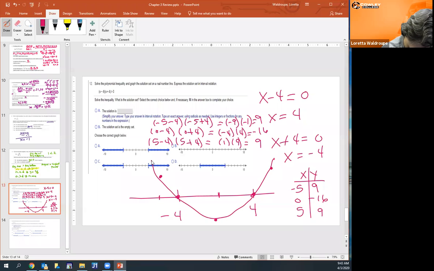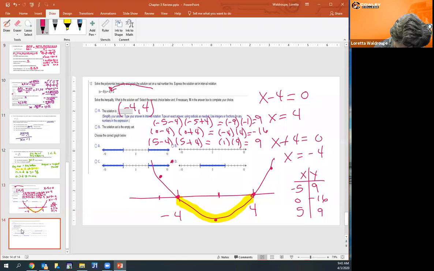Now you want to look at it. I want less than. So if I want less than, I want where the graph is below the line. So it's below the line right here, right? So my answer is -4 to 4. Now it's not equal, it's just less than. So since it's not equal, we get parentheses. So we want to graph in between -4 and 4 with parentheses. One more.